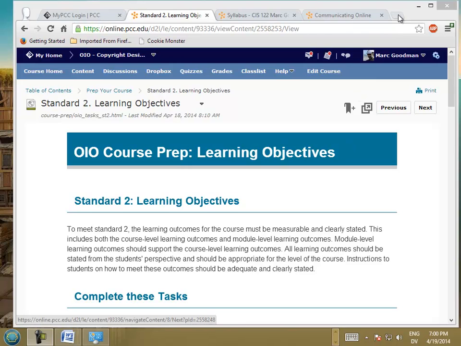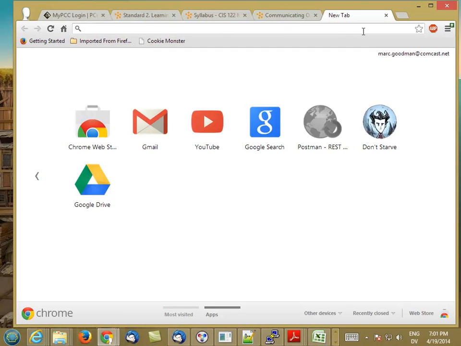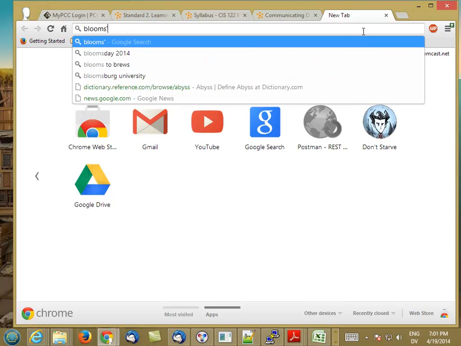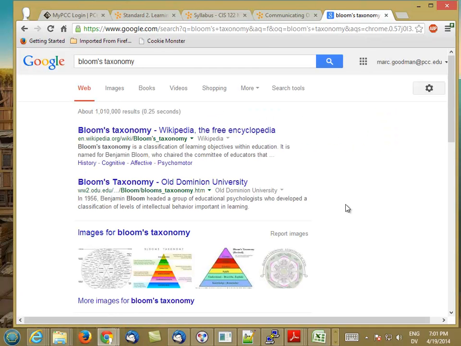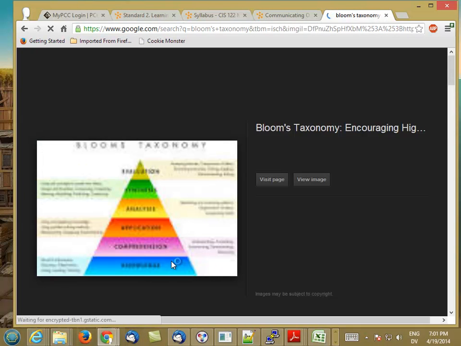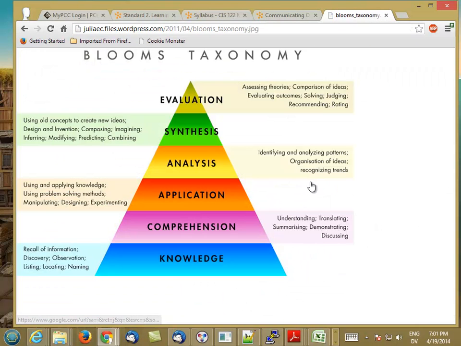There's something called Bloom's taxonomy, and so I'm going to look that up on Google. Bloom's taxonomy. And there are a couple of different versions of Bloom's taxonomy, but here's a picture. So these are different levels of intellectual behavior. So at the bottom, you have easiest in some sense: knowledge, knowing things, discovering things, observing things, and so on, locating, naming. These are knowledge-based tasks, and the student learns the knowledge and can repeat the knowledge.